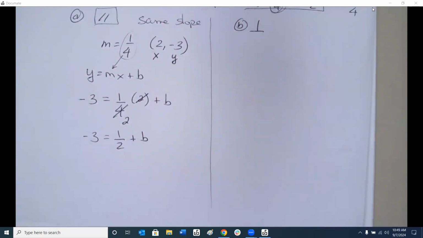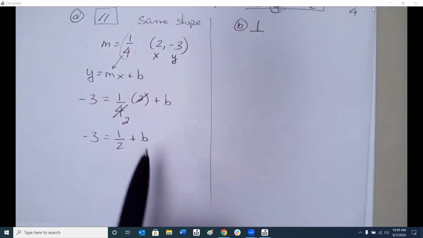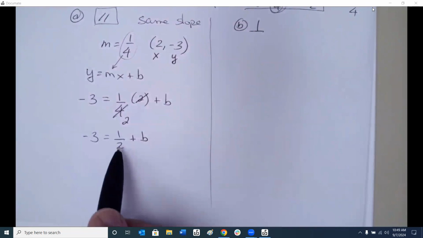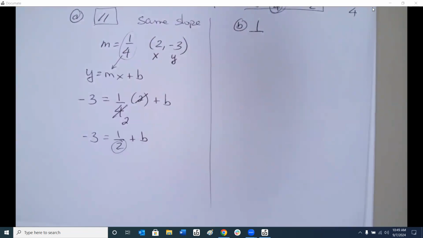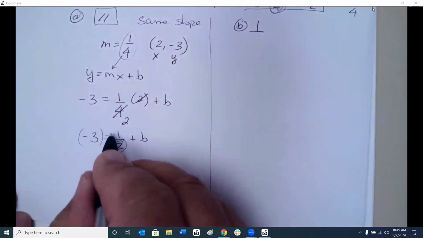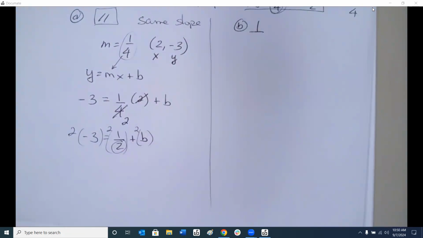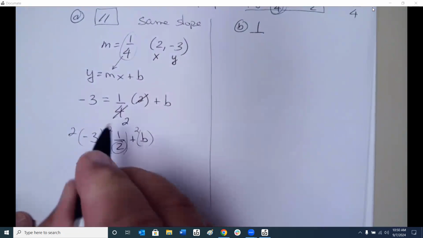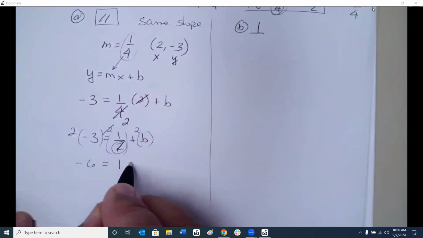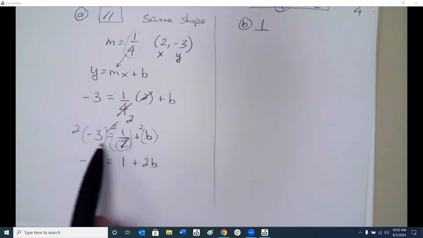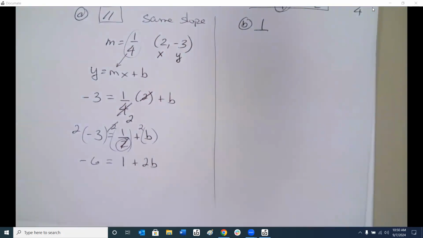Okay, I'm glad we're in this situation here. Because whenever you have fractions and equal signs, get rid of the fractions. How do you get rid of the fraction? Multiply everybody by the denominator, by the LCD. So I multiply each term by 2. I got negative 6. The 2's cancel, so I get 1. Isn't this one a lot easier to deal with than that? Yeah, it has no more fractions.